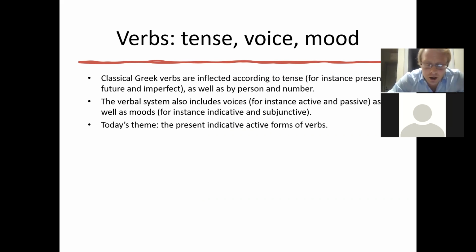The Greek verbs are inflected on the one hand according to tense, that is the present, the imperfect, the future, and so on. On the other hand, they are also inflected in accordance with person and number. Moreover, there are different voices, for instance, the active and the passive voice, as well as moods, like the indicative and subjunctive. As for now, however, we will only learn the present indicative active forms of verbs.